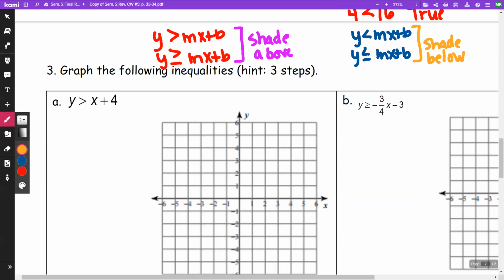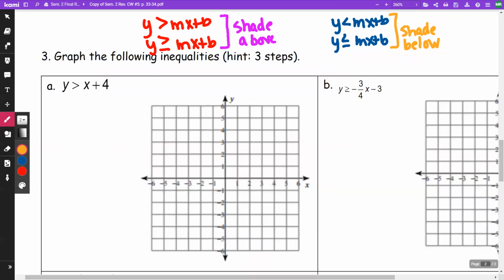And we have to pay attention to whether it's greater than or less than, which would be dashed, or greater than or equal to, less than or equal to, which would be solid. Okay, so on this first one, my y-intercept is going to be 4. So I'm going to start up at 4. My slope is 1. So I'm going to go up 1, right 1, up 1, right 1.